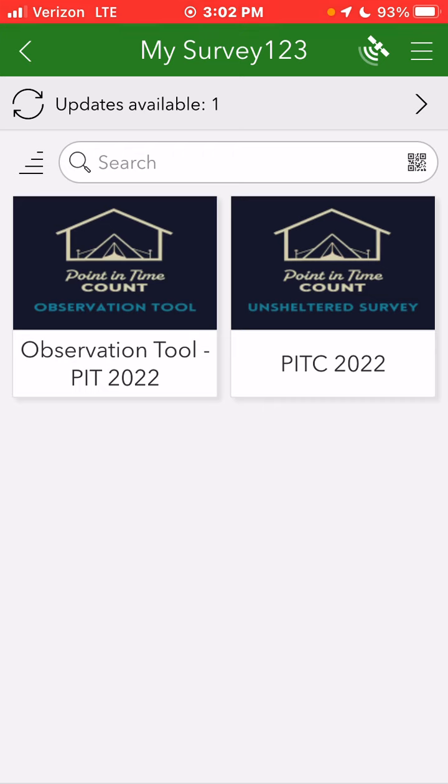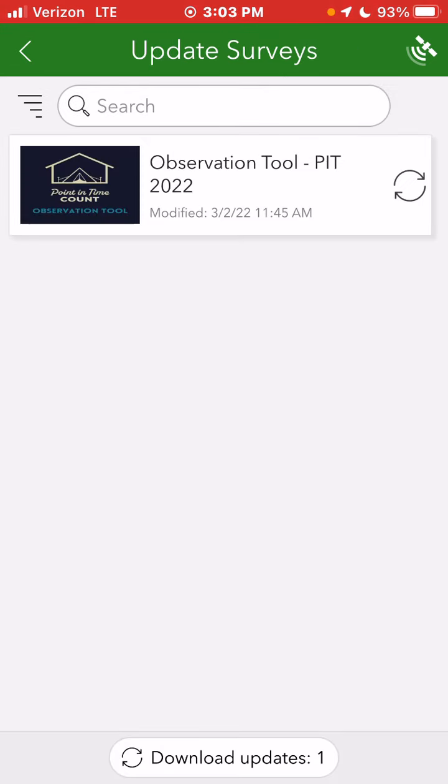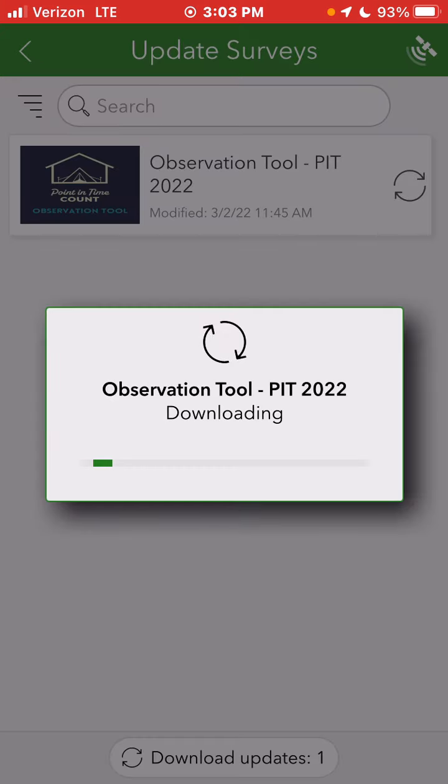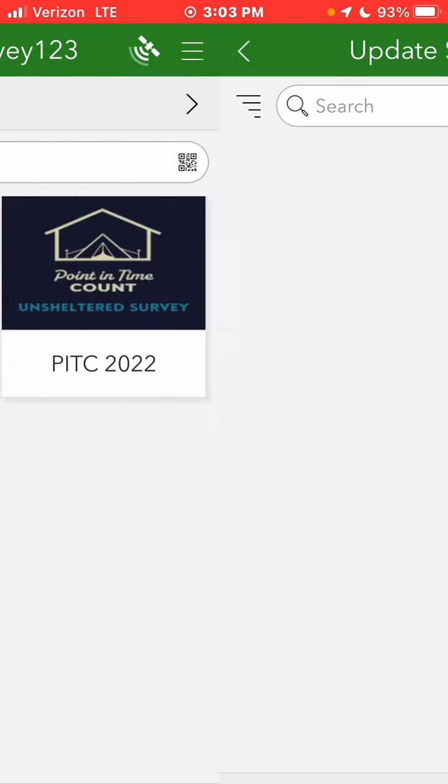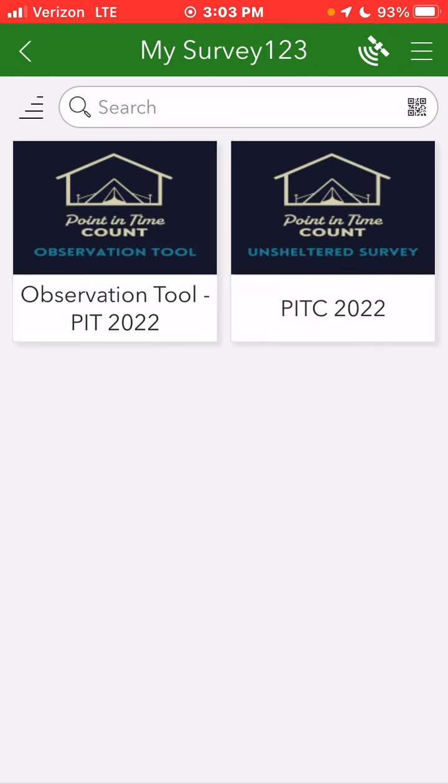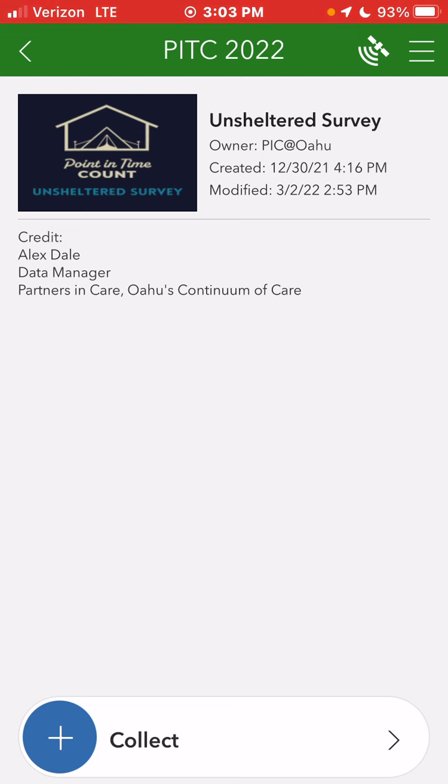Up at the top, you can see that it says Updates Available 1. Press that, and then press the icon on the right to let it download. Once that's complete, you can hit the arrow in the top left corner to go back to the main page. First, I'm going to go over the unsheltered survey. So click on the survey, and then at the bottom, press Collect.